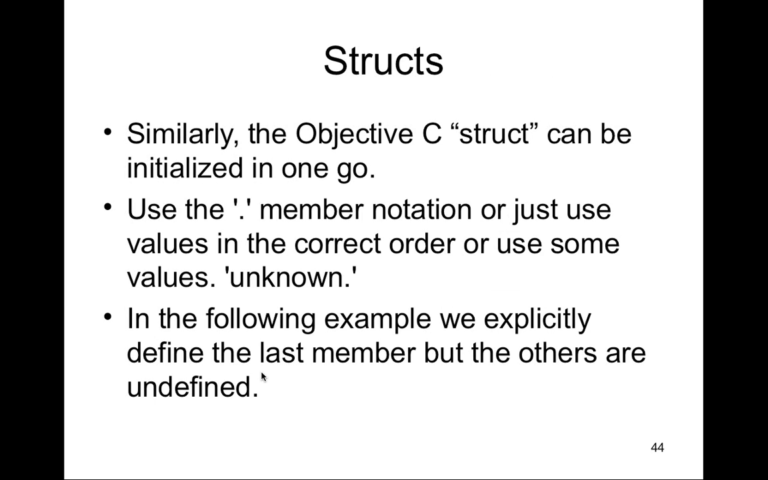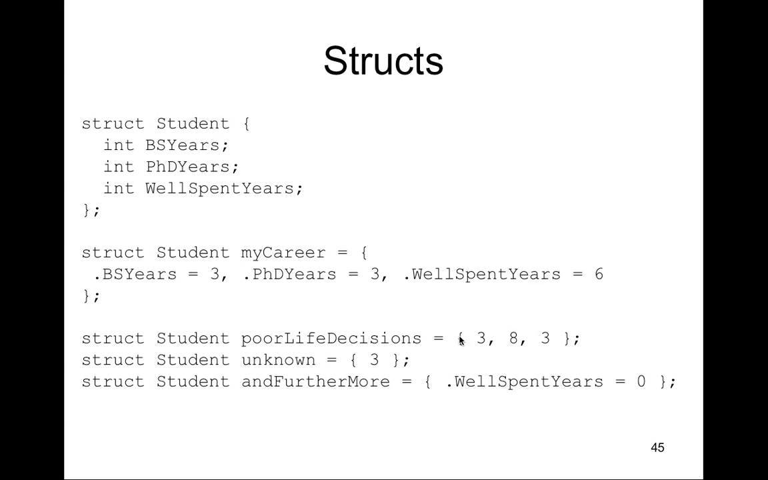So we have structures, and we looked at structures in our C to Objective-C lecture, but just to review the concept, similar to the Objective-C structure, can be initialized in one go. At one time you can initialize it and use it. So you can use the dot member notation or just use the values in the correct order, or use some unknown values.